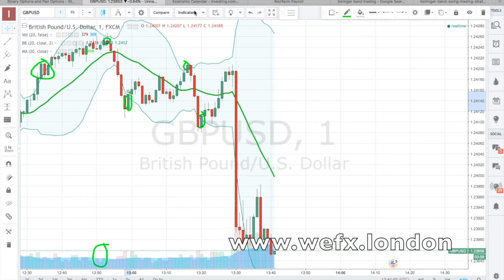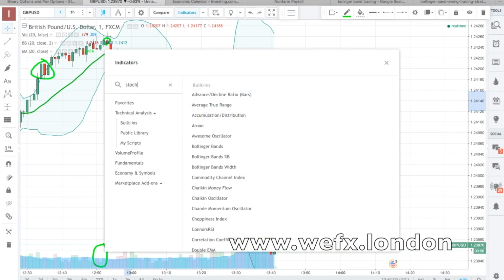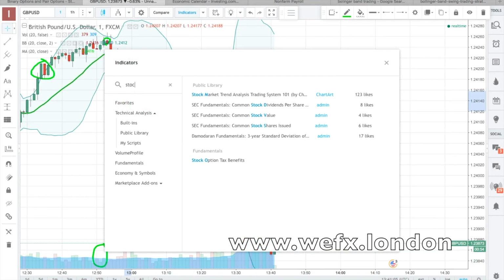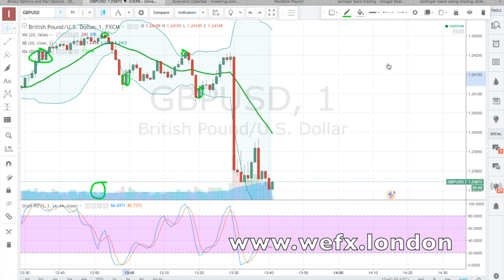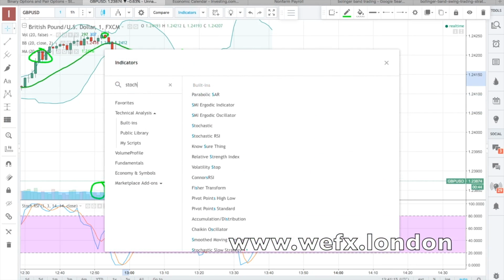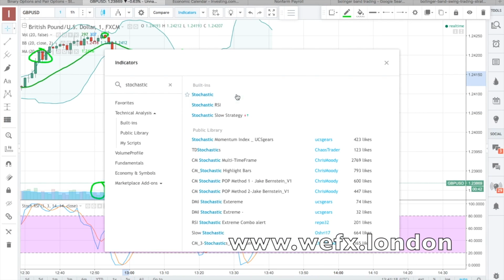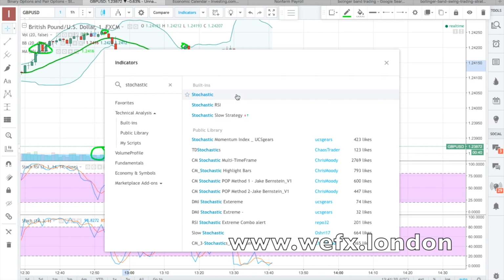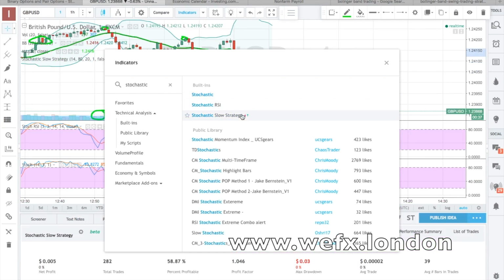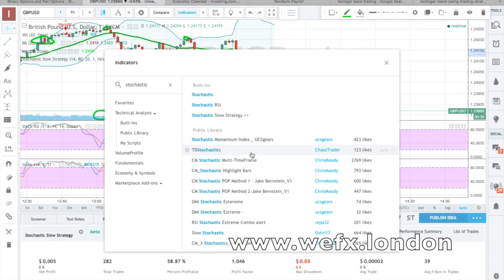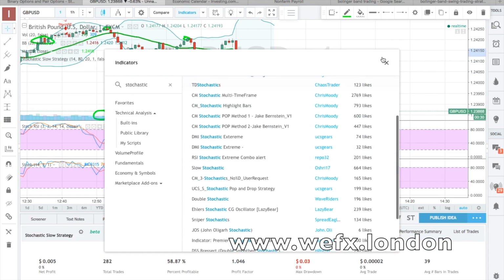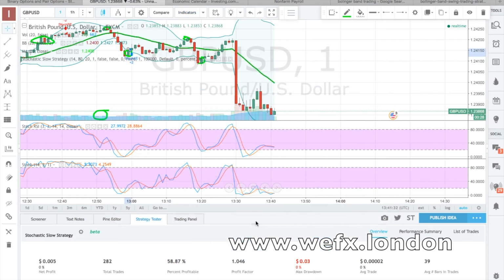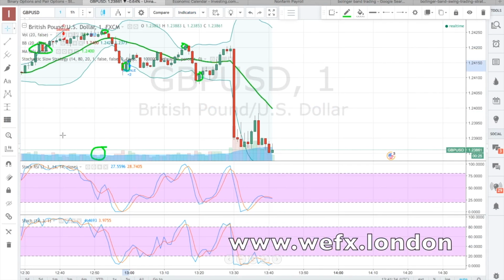So what we do, we go to indicators, we go to stoch, with an H, not a K, stochastic RSI, there we go. And there's actually a smooth one, which I can't find. There's actually quite a nice stochastic indicator we can use. We'll use this one for now anyway, it's fine. So we'll just pull this back down.